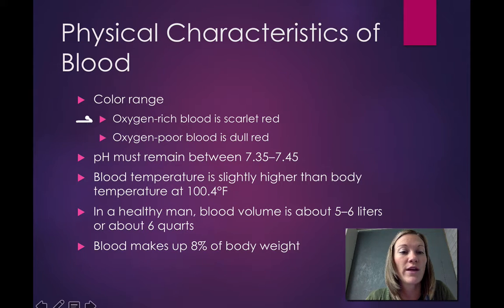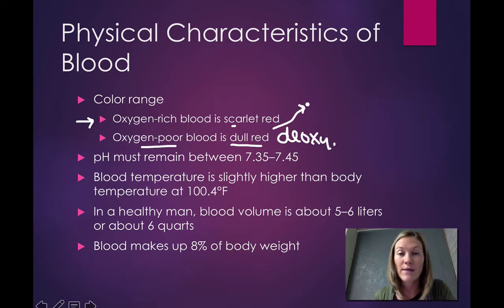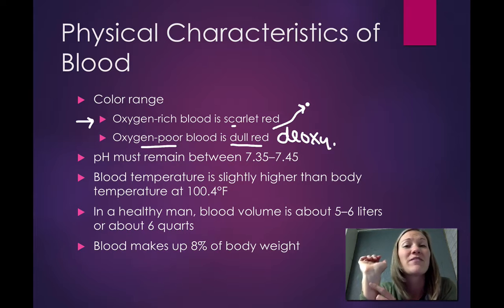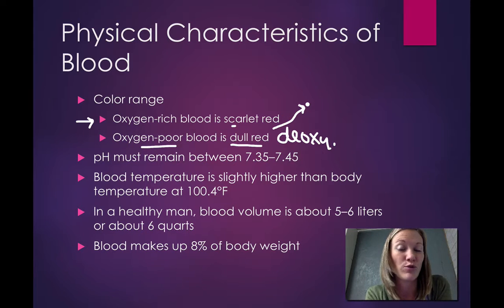Most people know that really oxygenated blood is scarlet red. However, oxygen-poor blood, sometimes called deoxygenated blood, is a dull red, almost a brick red color, a really dark red. And most people tell me, well, Mrs. Reichelt, when I look at my veins, they're purple, so our deoxygenated blood is actually blue.